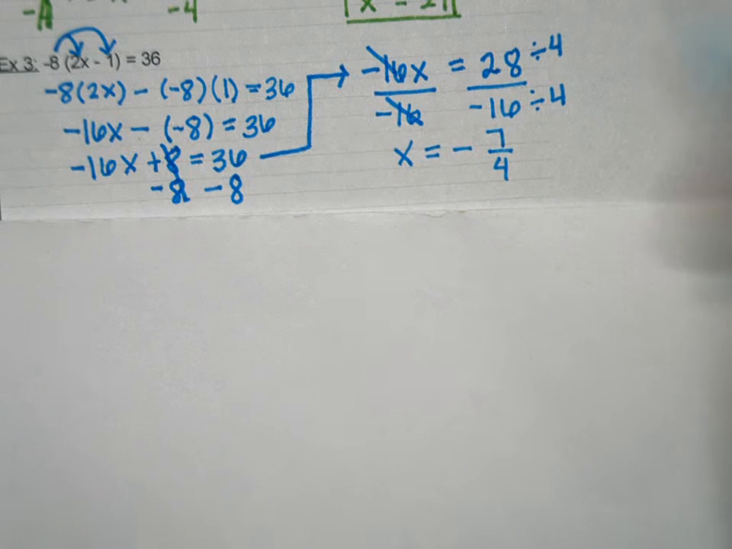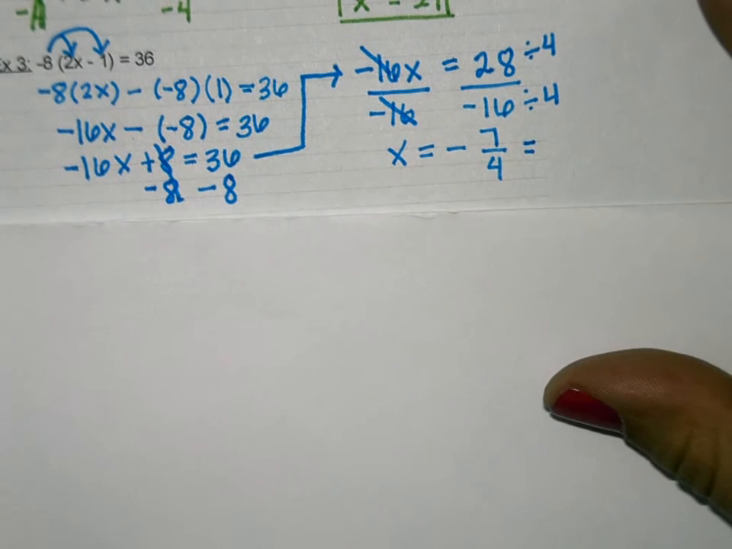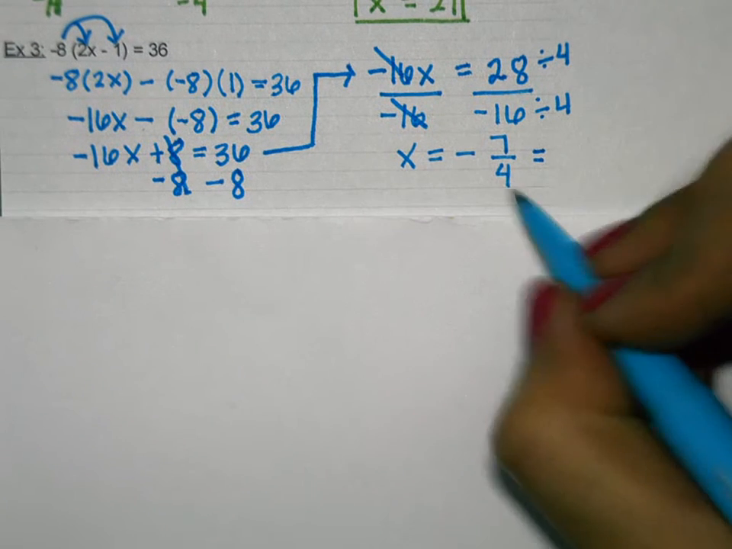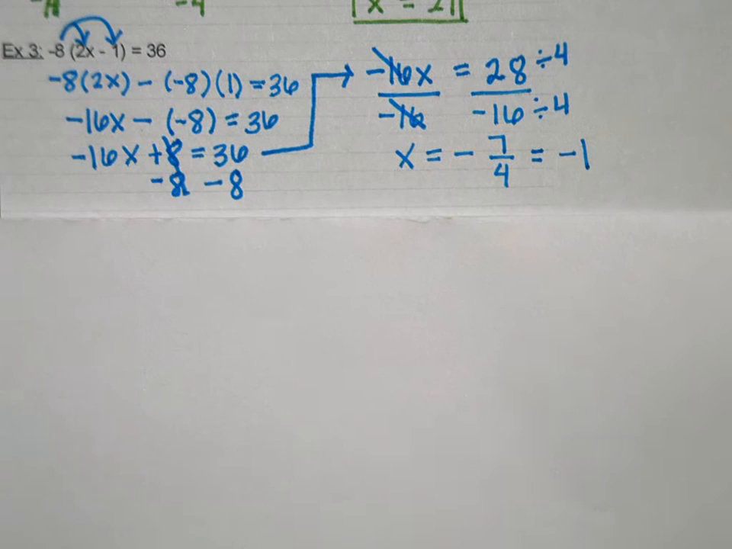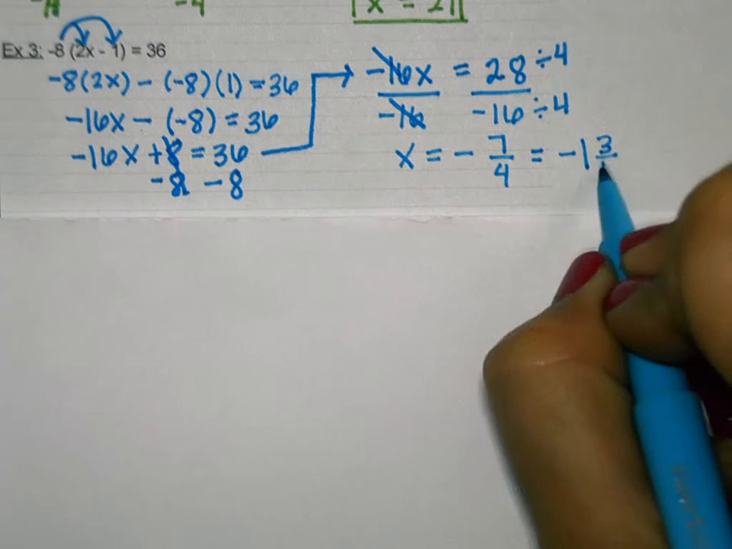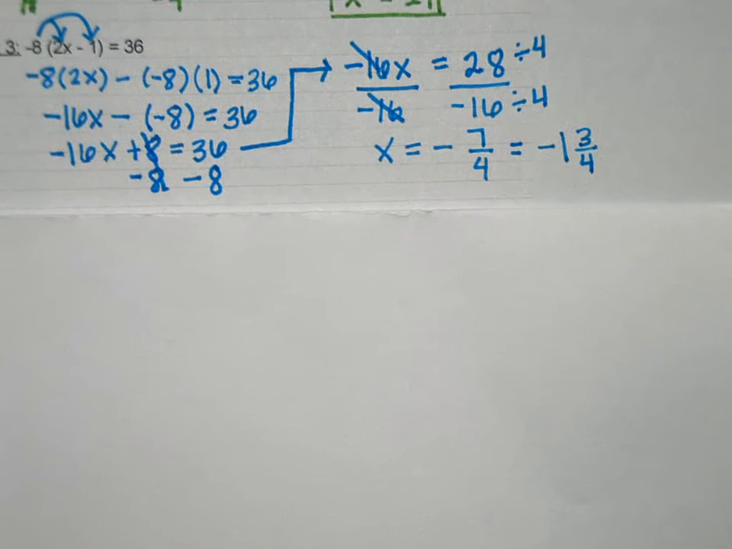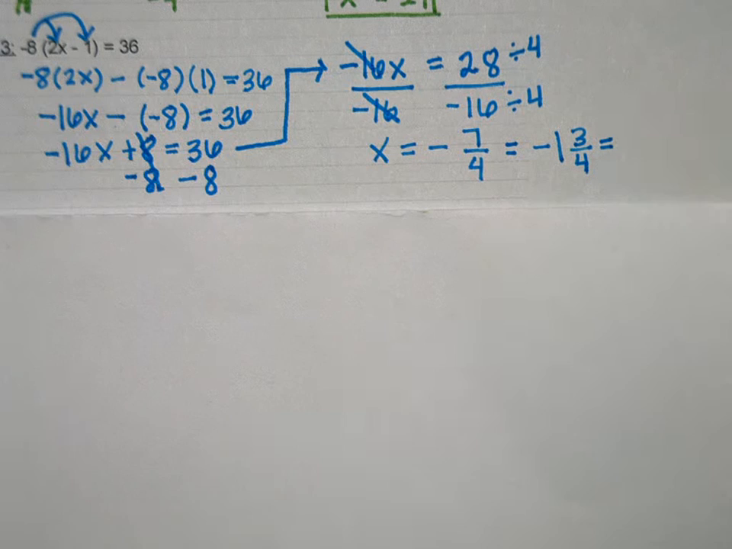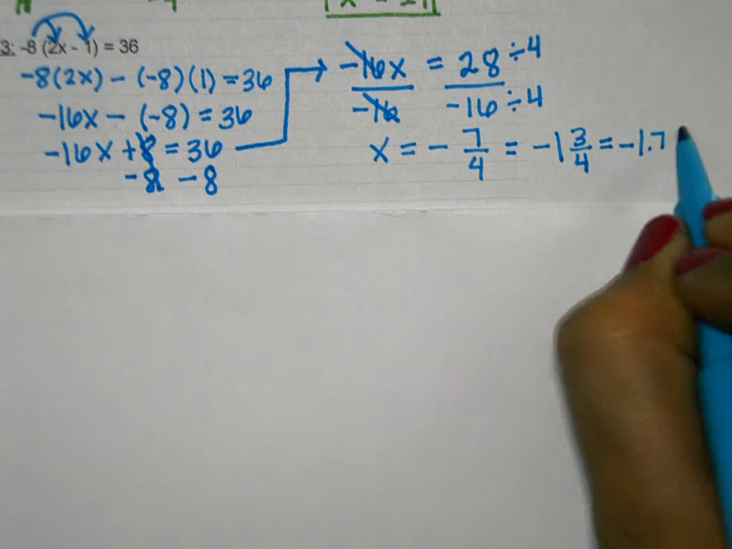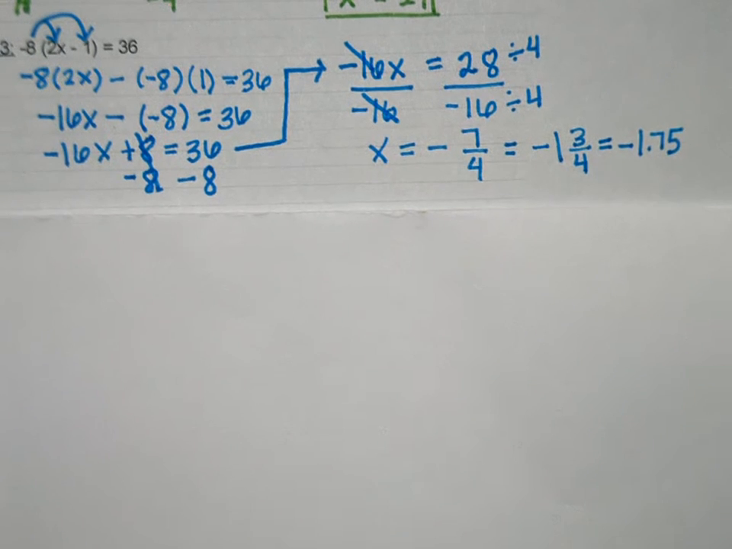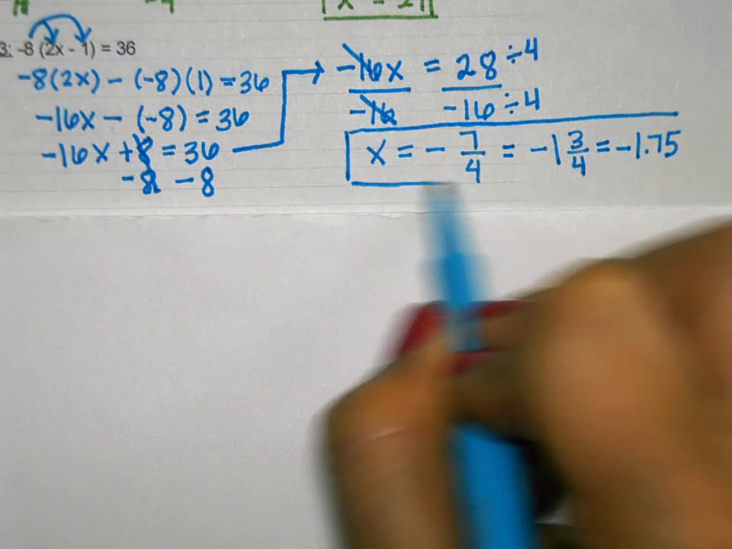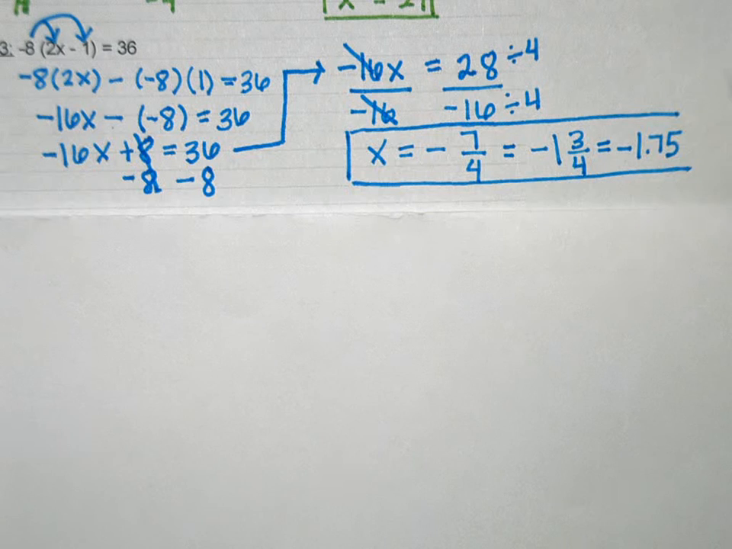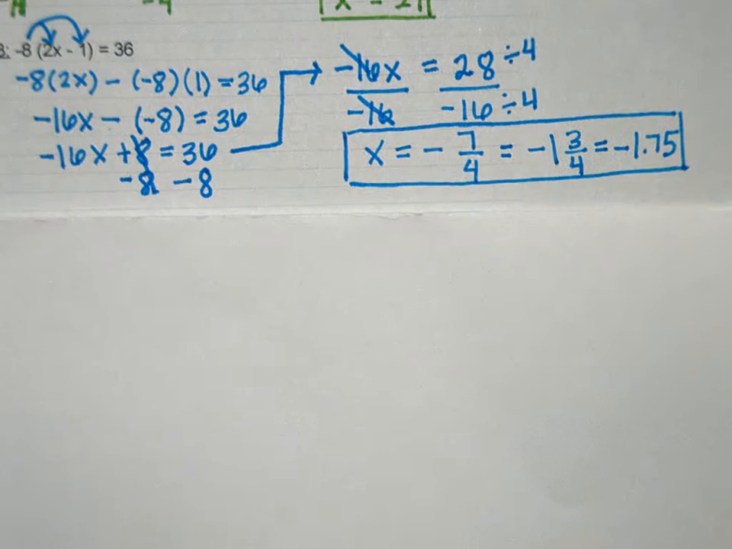We could also rewrite this as a mixed number. So negative, 4 goes into 7 once with a remainder of 3 over 4. So we could also rewrite this as negative 1 3/4. Or we can use this as a decimal, negative 1.75. You can use any of these three answers. They are all correct. You do not have to put all of them.